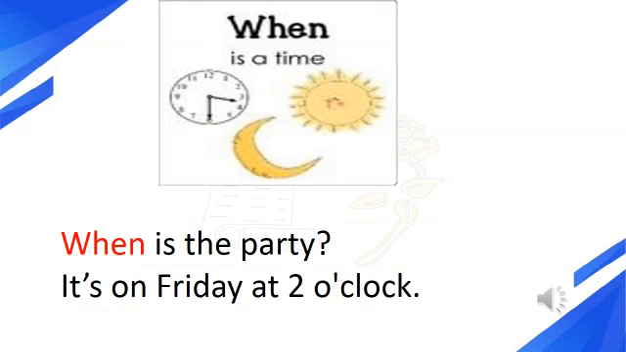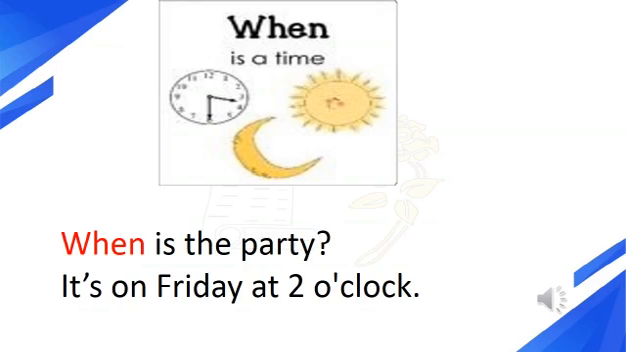The question when. We use the question when to ask about a time. Look at the picture. Here we have a clock and we have sun and we have moon. These pictures mean that it's a time. We have an example here. When is the party? They are asking about the time of the party. It's on Friday at 2 o'clock.